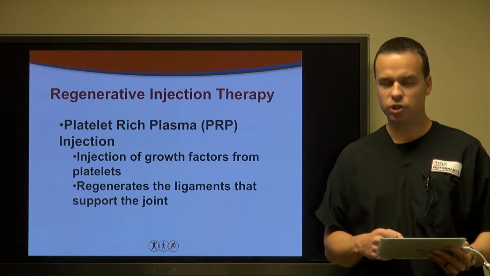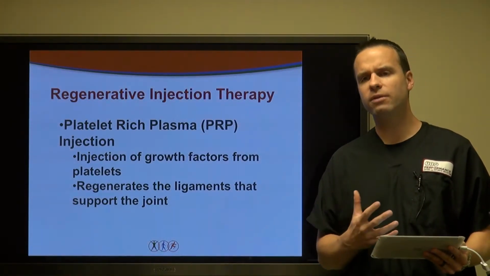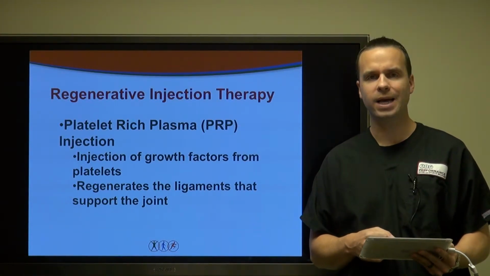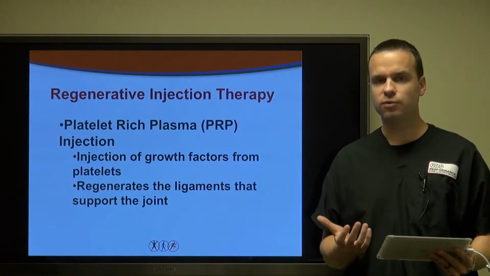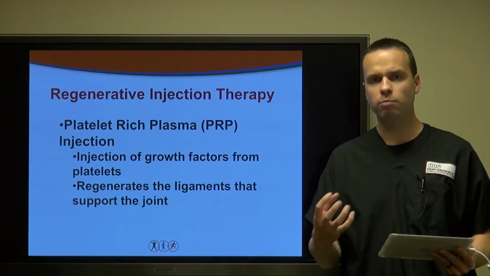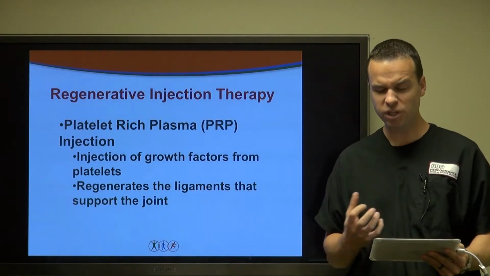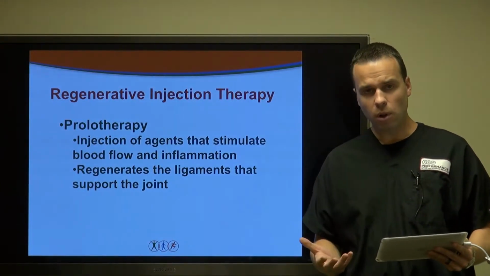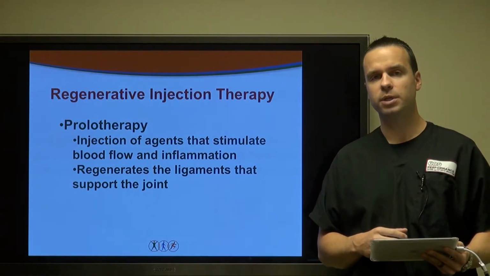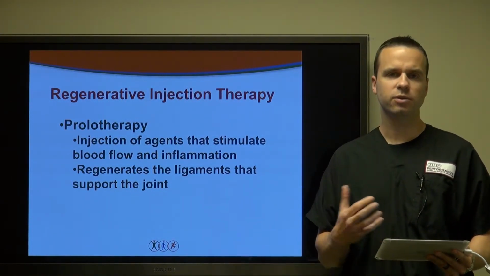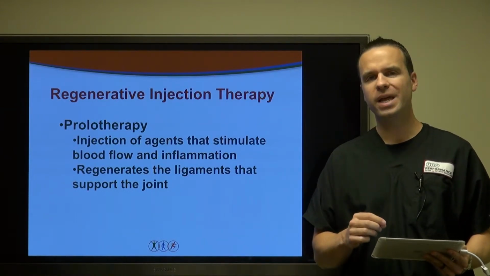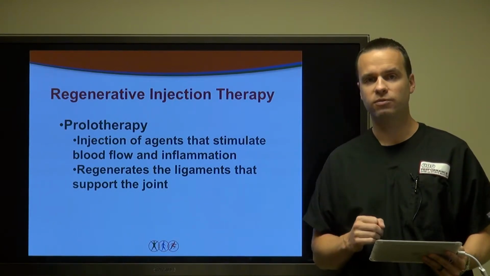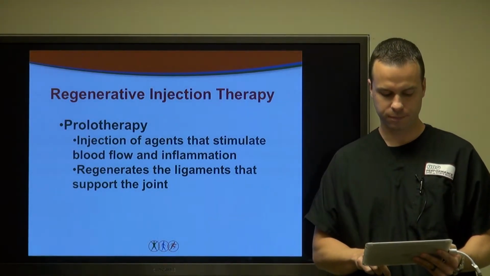Next, we'll talk a little bit about regenerative injection therapy. We have two main forms of regenerative injection therapy. One is PRP, or platelet-rich plasma injection. This is an injection of growth factors that are derived from your own blood, from the platelets, and it regenerates the ligaments that support the joint. Prolotherapy, the other type of regenerative injection therapy, does the same thing, but instead of injecting growth factors from your own blood, we're injecting medications that stimulate the inflammatory cascade, and that is your body's way of trying to heal an injured area.